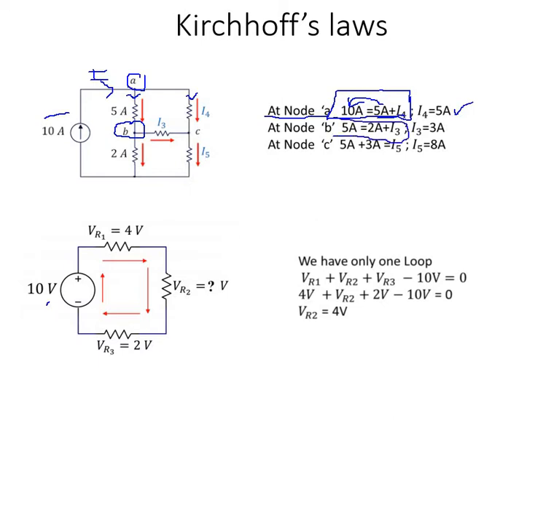At node B, what is the current? 5 amps is incoming, and outgoing is 2 amps plus I3. Then you can find the I3 value. Similarly, at node C.